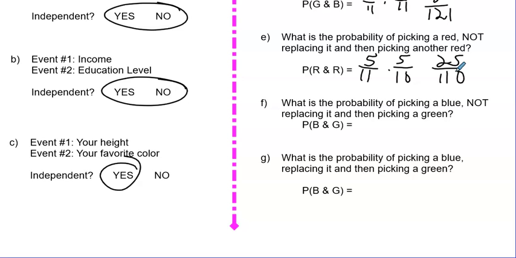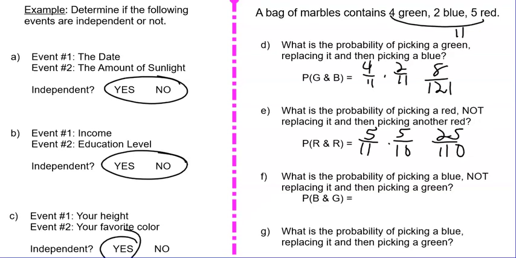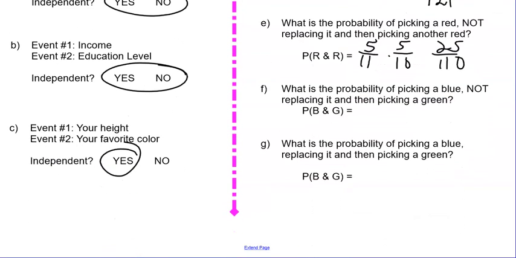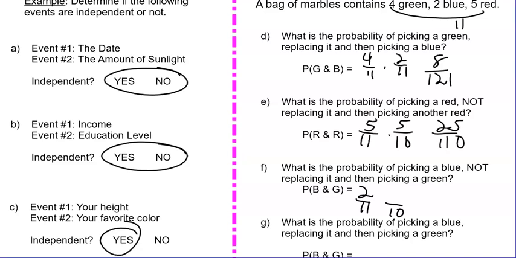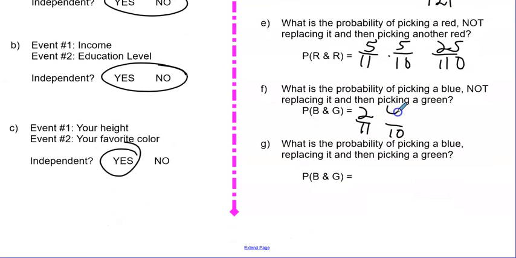What's the probability of picking a blue? And blue was 2 out of 11. Not replacing it, which means our next number is going to be out of 10 marbles, and then picking a green. So that's 4 out of 10. Well, that's going to be 8 out of 110. And if you wanted to reduce that, you could. And that would be 4 out of 55. But you don't have to reduce it.